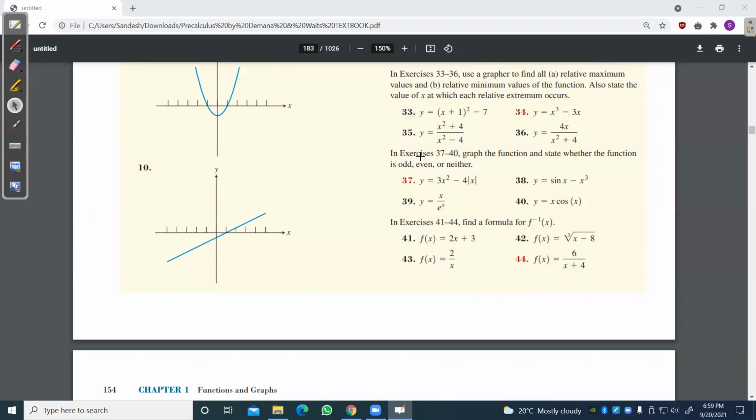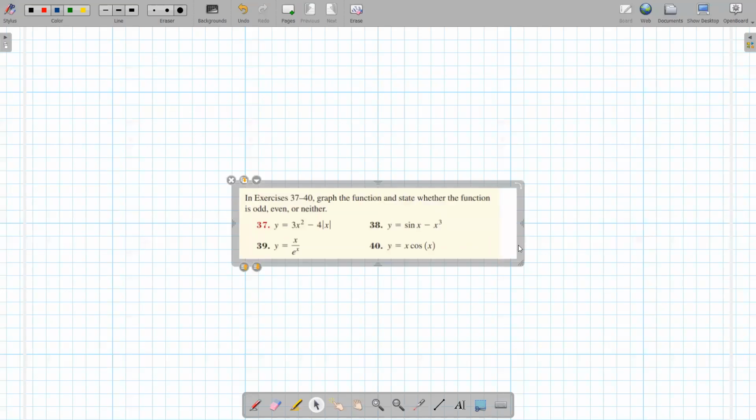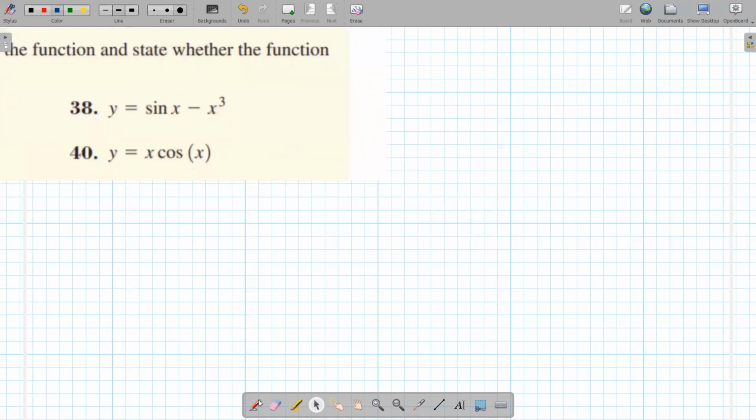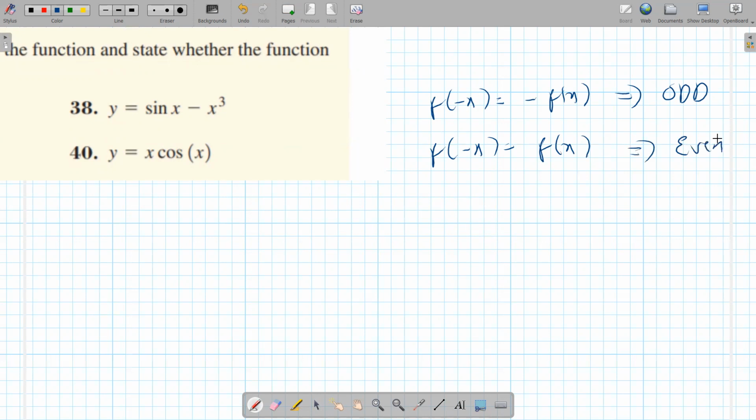We can just quickly do this as well. I'm going to show you how to tell if something is even or odd. I need to know this. So we can just do these two. Odd is this: if you have f of minus x, you get minus f of x. This is odd. Even is if you have f of minus x and the negative sign completely disappears. This is even. And if it's neither, it's neither.